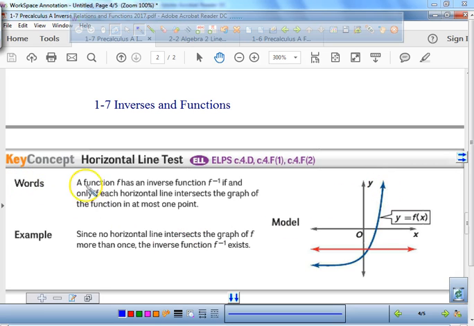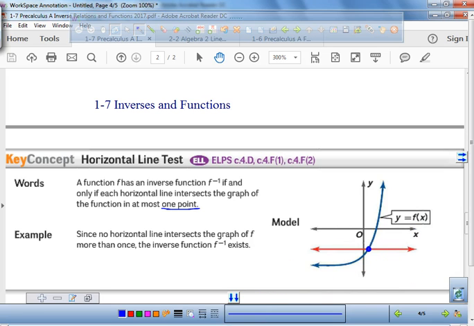In words, basically, if a function f, which is this, has an inverse function, which is f to the negative 1, if and only if each horizontal line intersects the graph at one point, then this function will have an inverse that's also a function. So right now, this right here intersects this graph only one time. Therefore, whatever this graph is, it will have an inverse that's also a function.